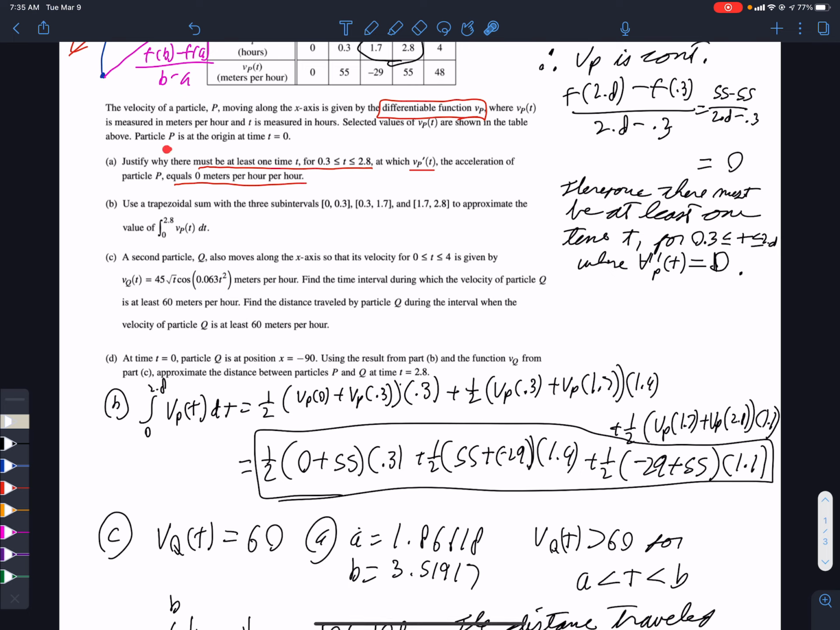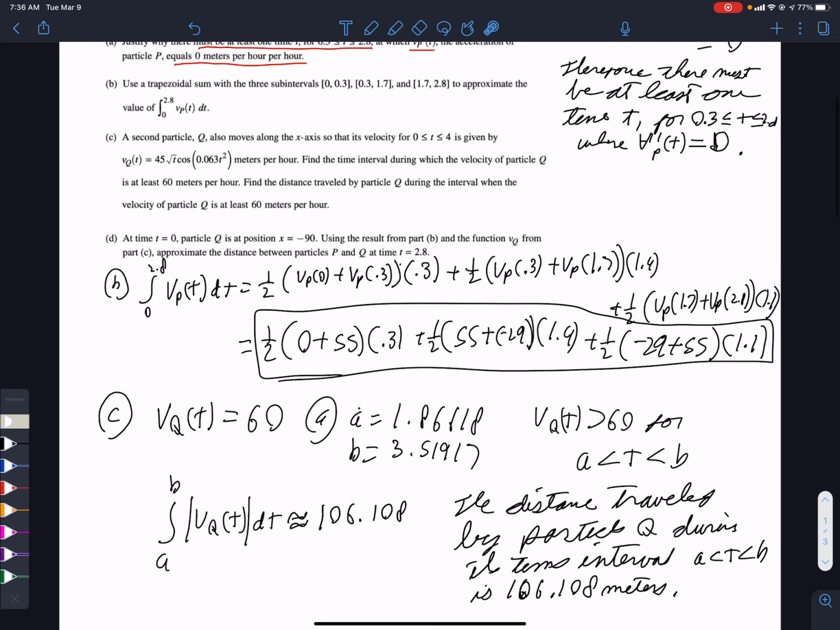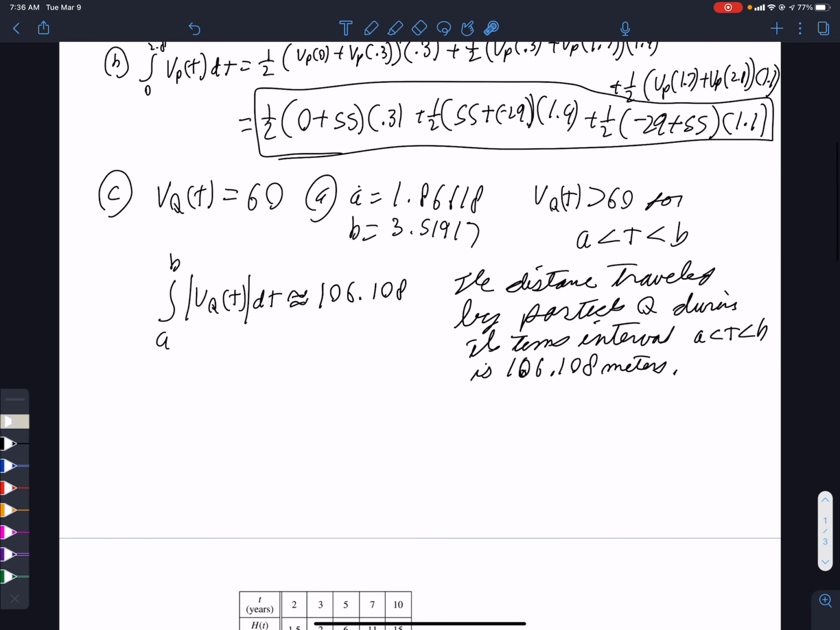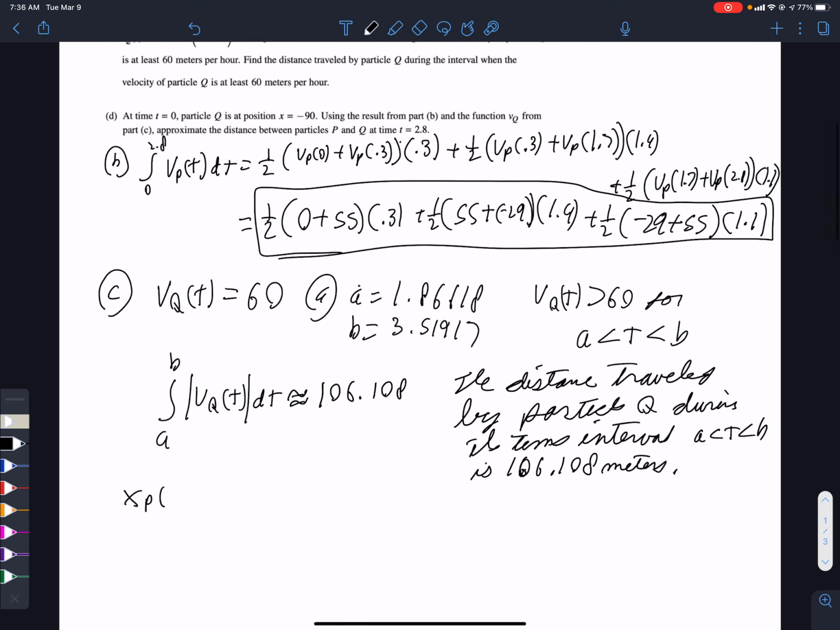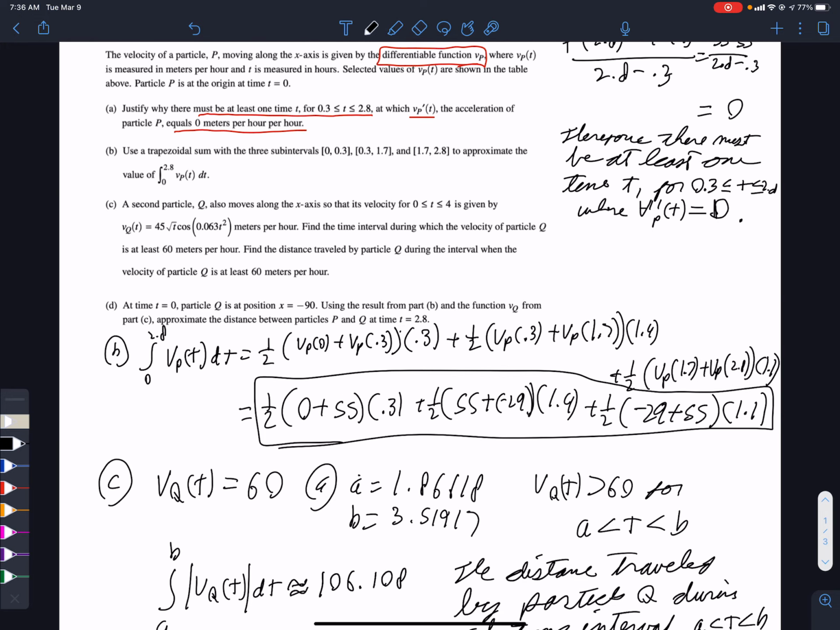Okay, now more important information, the particle P starts at the origin at time t equals 0. So the starting position is 0. The answer to B is its final position because the integral of the velocity gives you change in position. Okay, this is all stuff that we should know. So we can get the position of particle P. Let me do that. I'll call it x of P, the position of P at the end of 4 seconds equals the starting position, which was 0, plus the change in position, which is the integral of Vp of t from 0 to 4. Okay, actually it's 2.8, not 4.